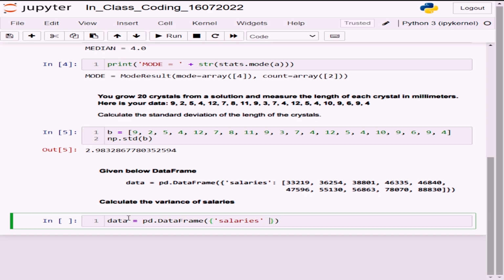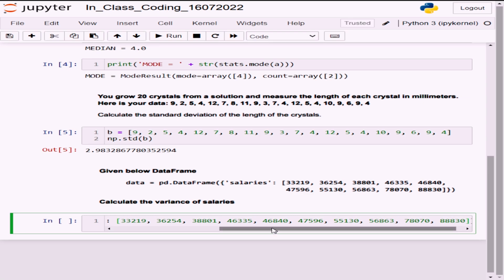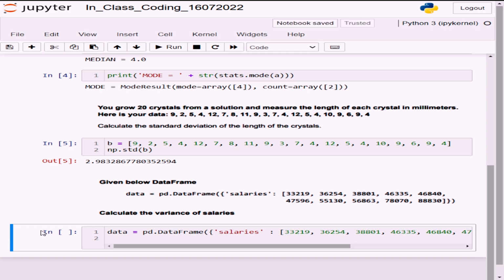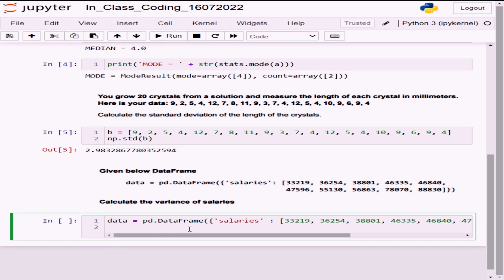Salaries, and then create a list according to this. So keep entering the values. I'll just copy and paste from here. So these are the various values. The question is to find out the variance, but I'll try to make sure that you understand the mean as well. So I'll do the mean also along with what has been asked. First let's go to the variance.